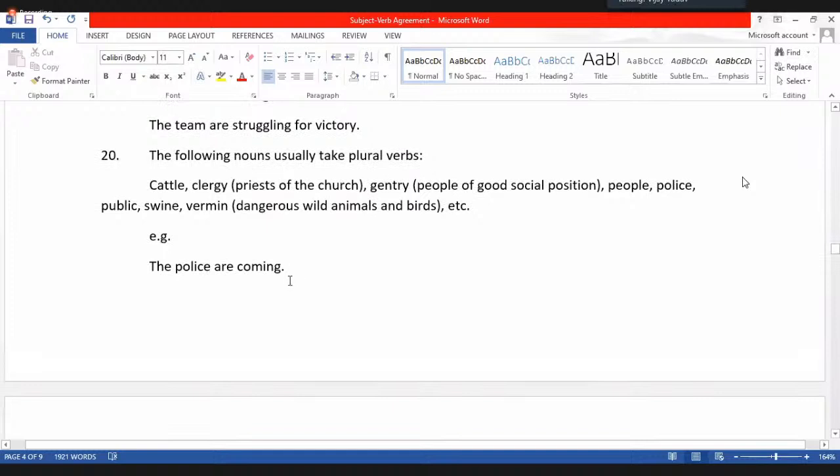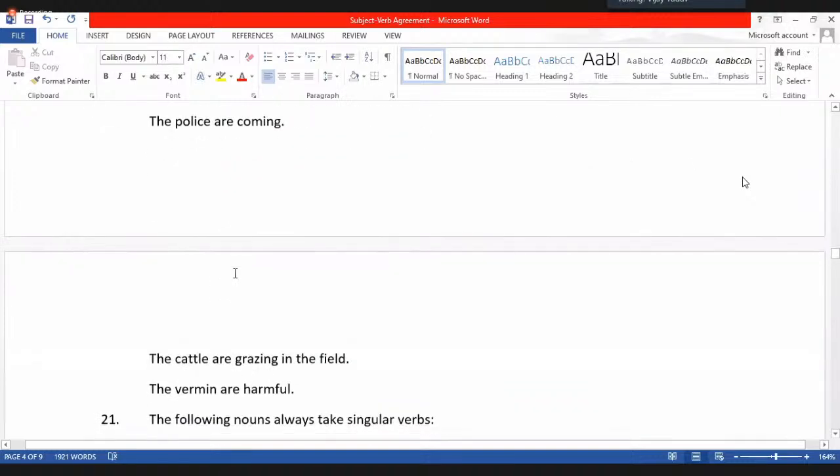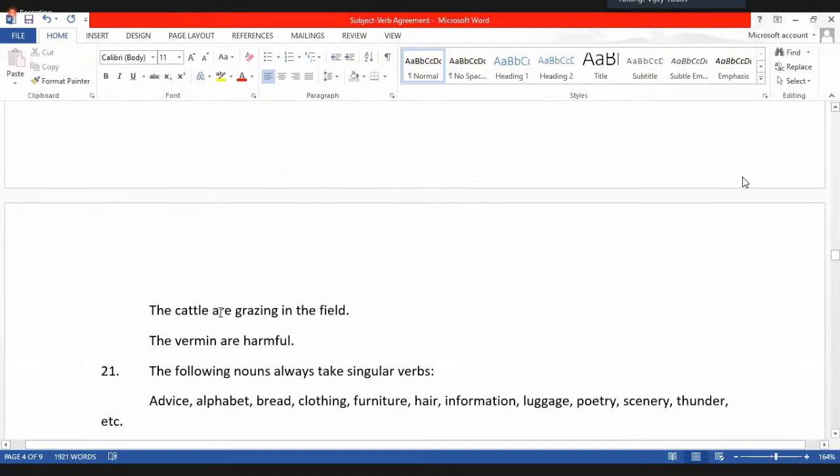But if you have the subject, the policeman is coming. The policemen are coming. But if you have the police, always are coming. Plural verb. The police are coming. Then you have the cattle are grazing in the field. The vermin are harmful. Clear?